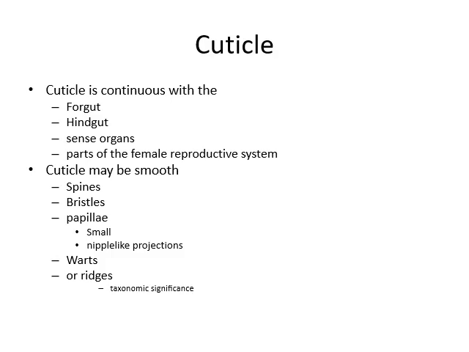Cuticle may be smooth in texture. Sometimes they have spines or bristles or papillae. Basically spines are thorn-like, bristles are small hair-like, and papillae are slight elevations, small nipple-like projections. Warts are there or ridges, and all these characteristics of the cuticle are significant for taxonomic classification of the nematodes.